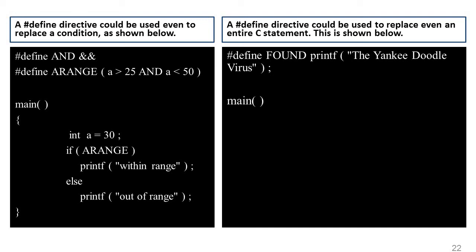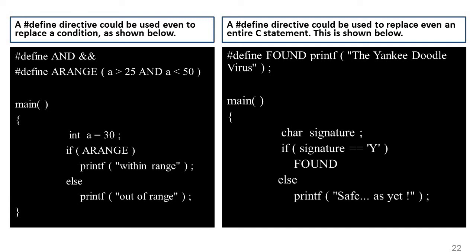After that, inside the main function, let's say there is a character variable, signature, and if signature is equal to y, then FOUND, else save as yet. So if the signature value is set to y, then this statement will be printed, otherwise save as yet.